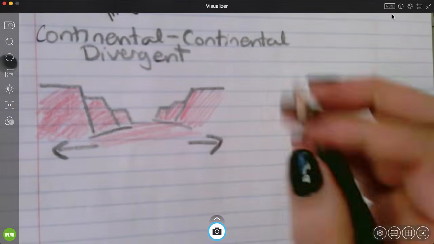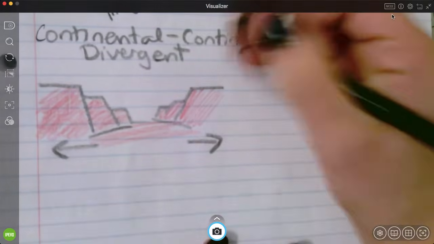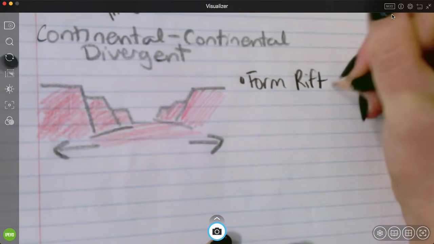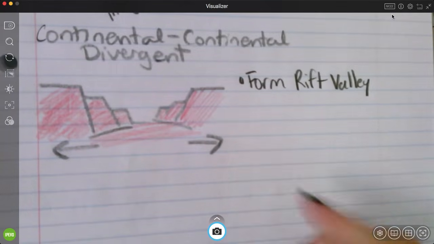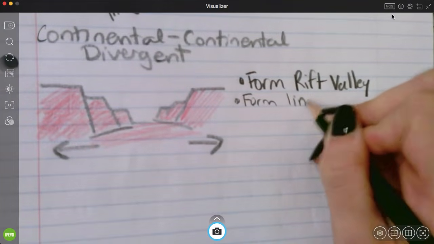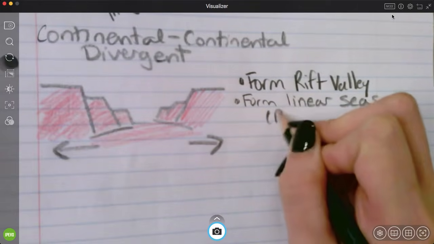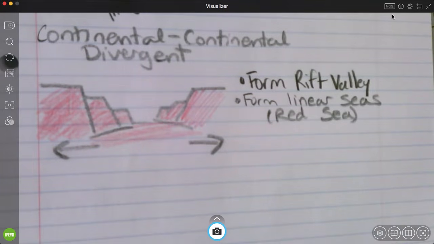And what I have made here is just what it looks like. This is a valley. I have made a valley. This forms rift valleys. All right, rift valleys continually widen over time. You may also form what are called linear seas. Linear just meaning line. The Red Sea is an example of a linear sea that separates Egypt from the Arabian Peninsula. That is slowly spreading out.